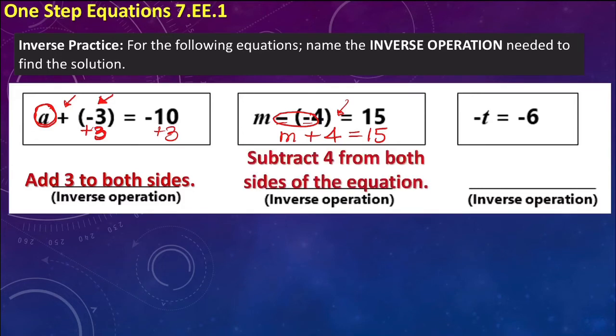And the tricky part about this next example right here is that it's just a variable. It's just minus t. Now remember, another way you can write that is negative 1t. Now it's a little bit more obvious that it's multiplication. So how do you undo multiplication? Well, you're going to divide. So we're going to divide both sides by negative 1. So those get canceled out. And then you just have to do negative 6 divided by negative 1.